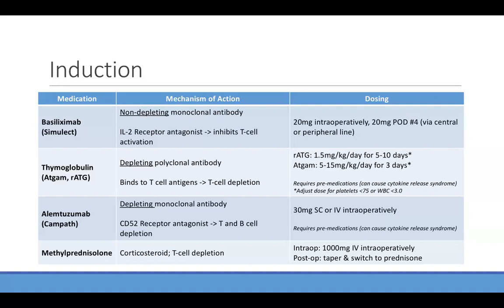This also requires pre-medications. We always give this with Tylenol and Benadryl beforehand, because this can cause cytokine release syndrome, as well as a steroid beforehand. We do have to adjust for platelets less than 75 or white blood count less than 3, because this also causes a lot of bone marrow suppression, which could present as leukopenia, neutropenia, as well as thrombocytopenia.